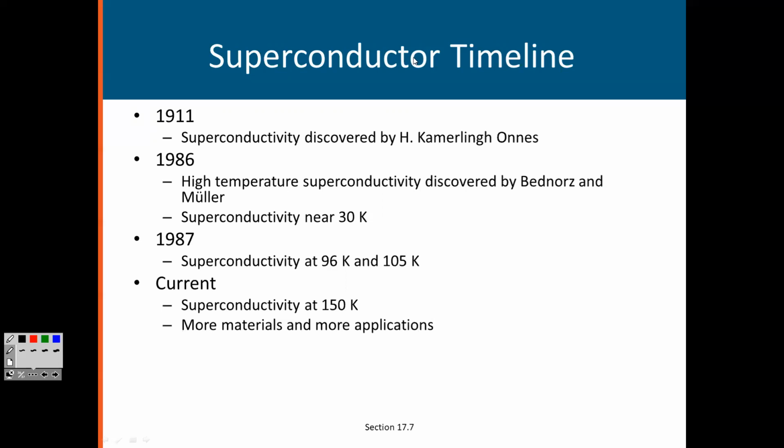Then currently we have practical superconductors at 150 Kelvin, above the liquid nitrogen temperature, so we can have practical application using liquid nitrogen cooling. Liquid nitrogen temperature is 77 Kelvin. So 150 Kelvin is above liquid nitrogen. So we can have practical application using this liquid nitrogen cooling of superconductors. And there are so many other materials discovered with higher and higher temperatures.